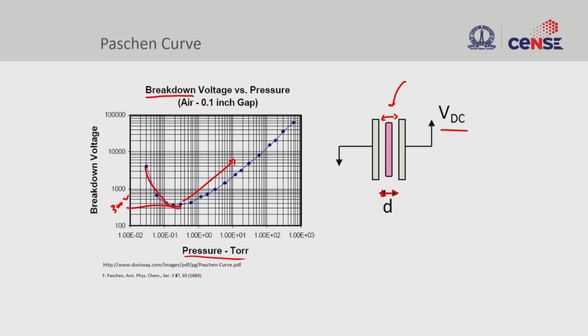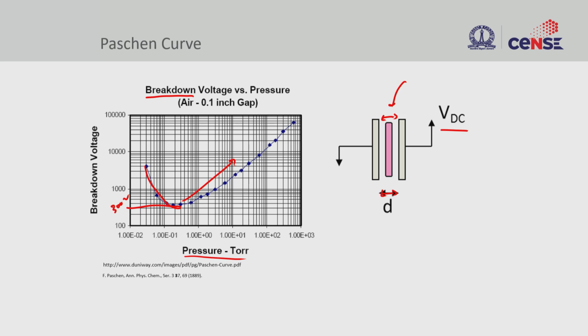When the pressure is too low, you don't have a sufficient number of molecules there to generate these electrons, so that they can contribute to conduction. That is the reason your breakdown voltage is very high. But as you increase, you put in more molecules, so your breakdown comes down. You're reducing the breakdown, and at some point it reaches the lowest level, but then you are still adding more molecules.